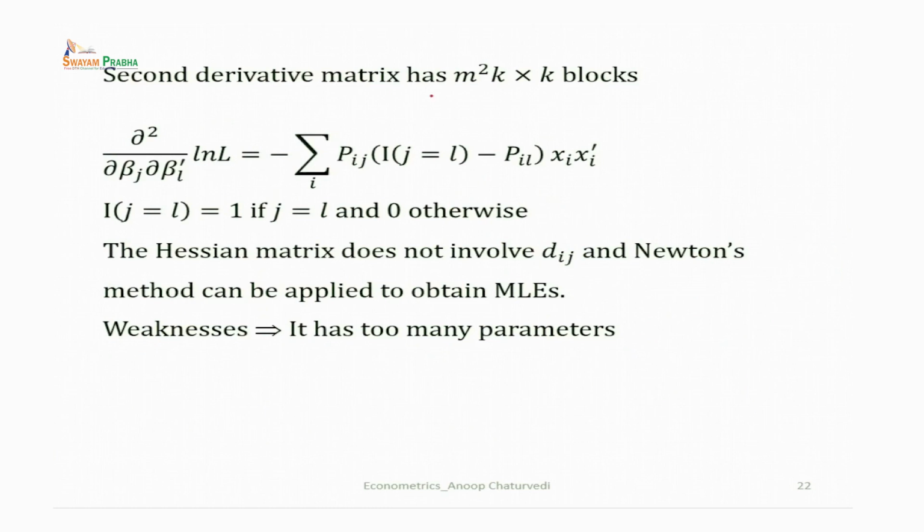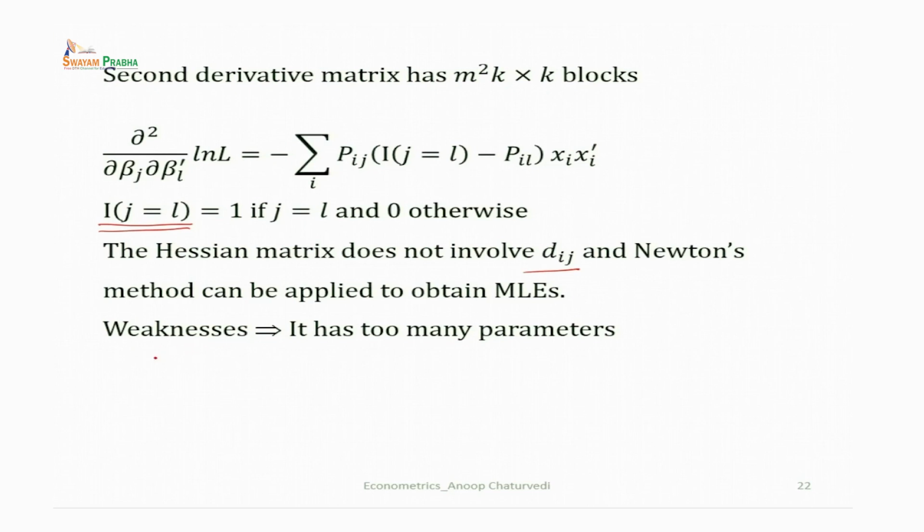Then the second derivative matrix has m square k cross k blocks, and del 2 over del beta_j del beta_l transpose log L is equal to, now you can easily derive it, minus summation over i p_ij (I(j equal to l) minus p_il) x_i x_i transpose. This is the indicator function, I(j equal to l) is 1 if j equal to l and 0 otherwise. Now, notice that this Hessian matrix does not involve d_ij, and so you can apply Newton's method for obtaining the maximum likelihood estimators. Actually, this Hessian matrix has a negative sign, so it is negative definite.